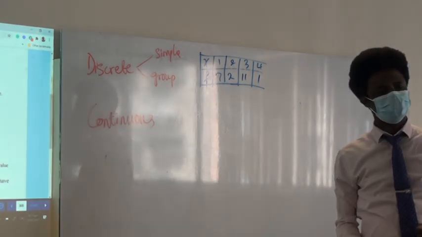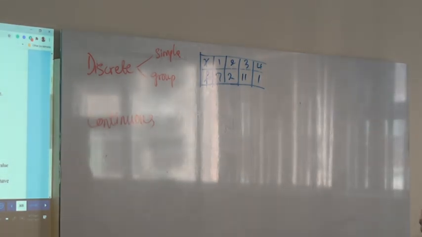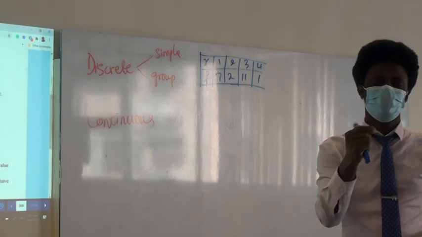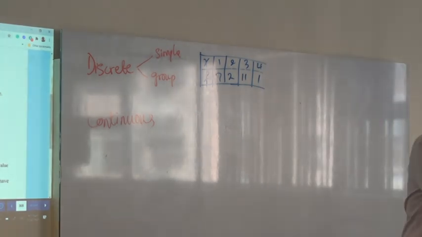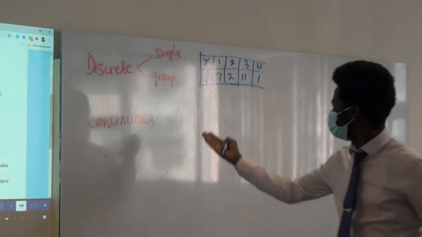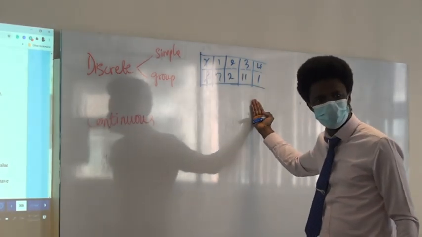When you ask students the mode, Karen, what is the mode of this frequency table? Not sure. Just try. 11. That's exactly what I'm saying. The mode is not the highest frequency. The mode is the data that appears most. This is the number of appearance.